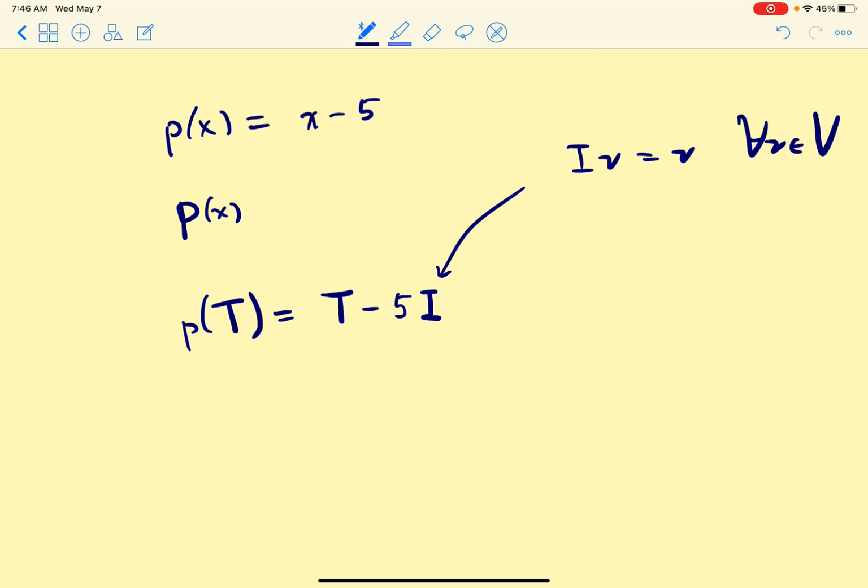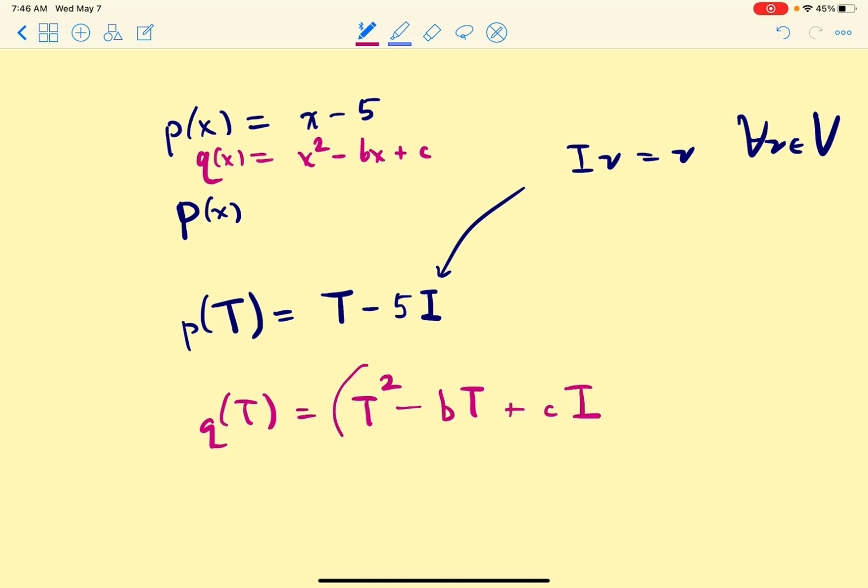Okay. And so this is a polynomial of an operator, and if instead we had maybe a different polynomial, q of x was x squared minus bx plus c, then q of T would be T squared minus b times T plus c times the identity. And this would be an operator.